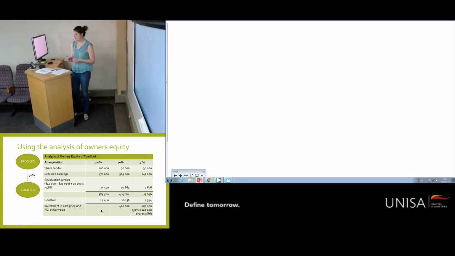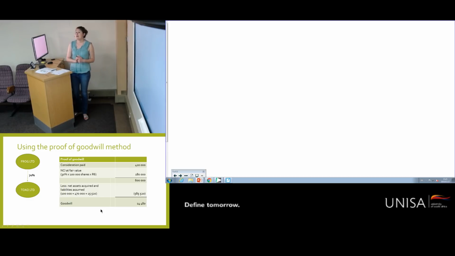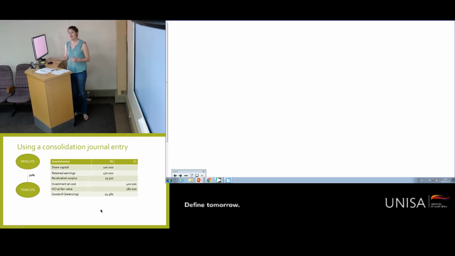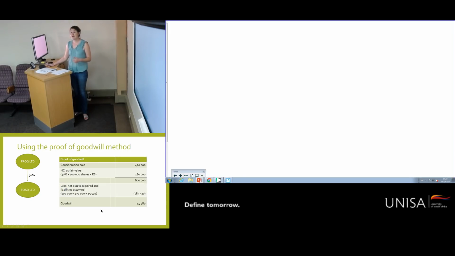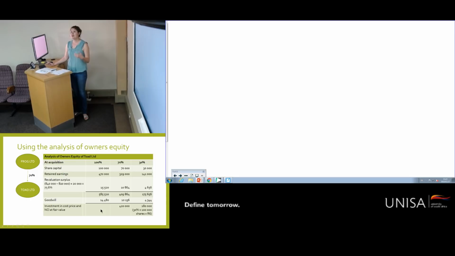Okay, there are three ways in which you can calculate gain on bargain purchase or goodwill. Please note that in an exam or an assignment, we can ask you to do a specific method. For example, we can ask you, calculate the amount of goodwill using the analysis of owner's equity. Or calculate the goodwill by using the proof of goodwill method. Or calculate the goodwill by using the consolidation journal entry. Please note that any of these as well can be discussion questions. We can ask you to discuss how to calculate goodwill in terms of one of these three methods.